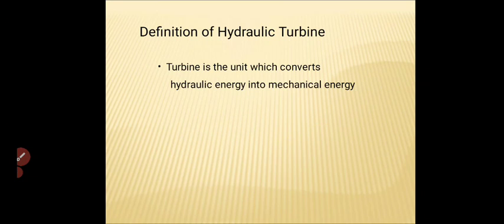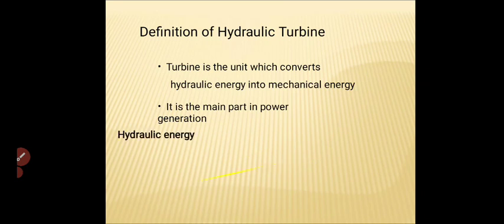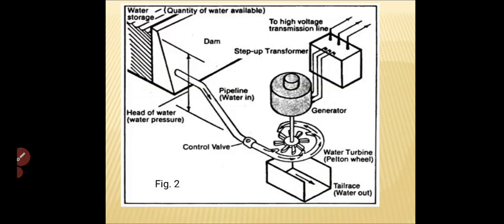Now we will define the hydraulic turbine. A turbine is the unit which converts hydraulic energy into mechanical energy. It is the main part in power generation. What is hydraulic energy? Hydraulic energy is converted into mechanical energy and thereafter into electrical energy.